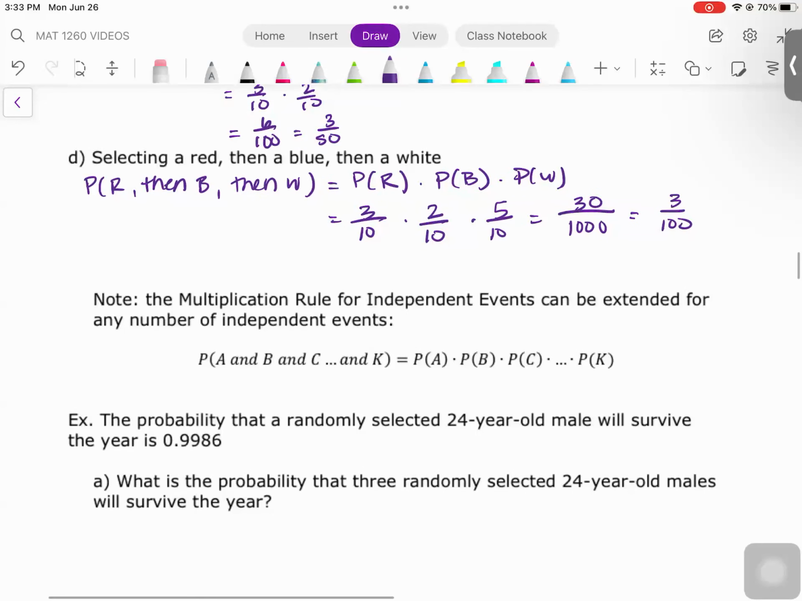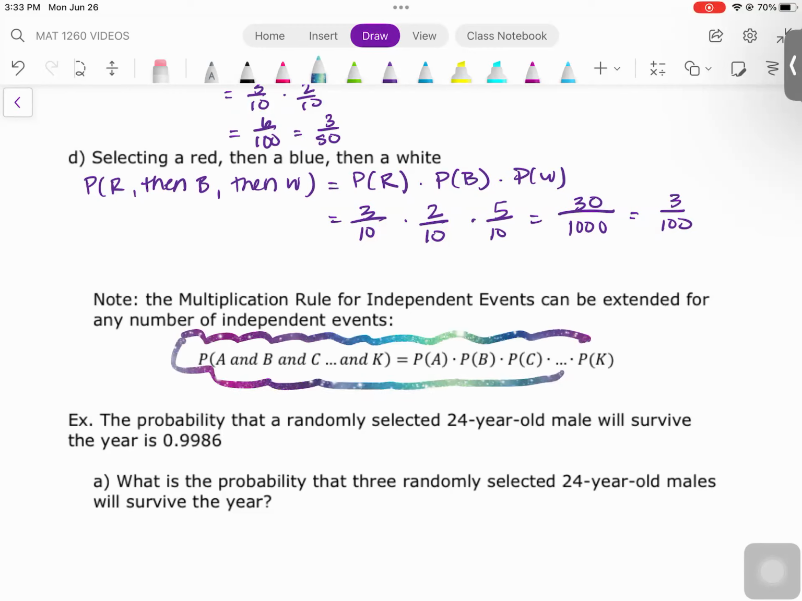And what we've just illustrated is here, this extension, so the probability of A and B and C, and so on and so forth. As long as those events are independent, it's just the product of the probabilities of those individual events.